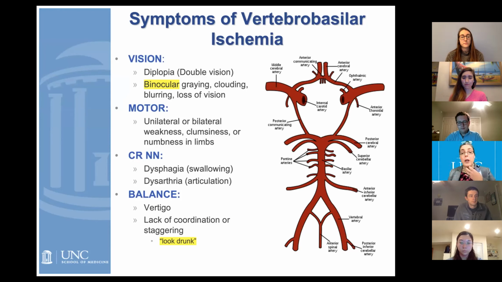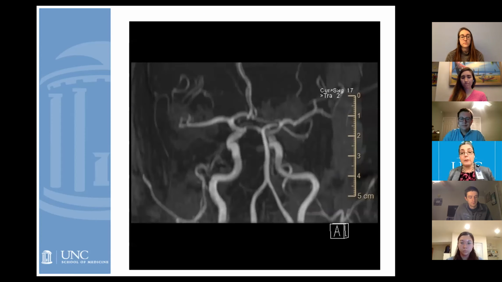So we have trouble swallowing, dysphagia, and trouble articulating speech, dysarthria, sounds like you got a hot potato in your mouth. And then along with that, there's loss of balance, vertigo, a lack of coordination or staggering. And unfortunately, this often makes the patient look like they're drunk. And so there have been some tragic stories where people are thought to just be inebriated when in fact they're having a posterior circulation stroke.